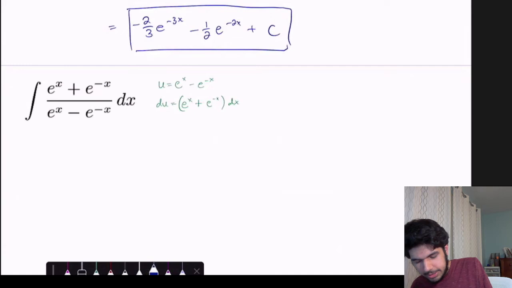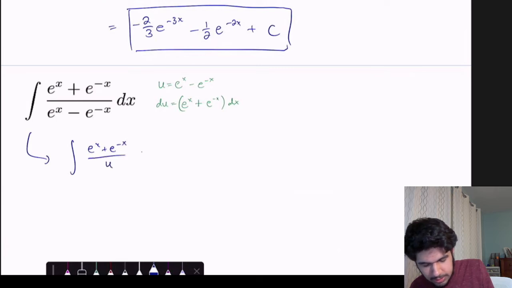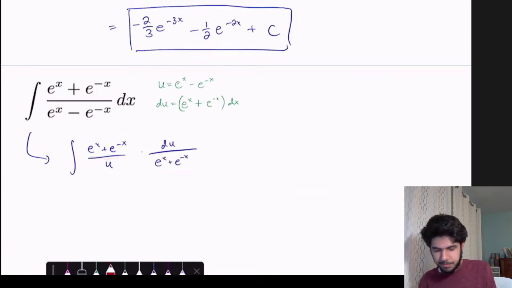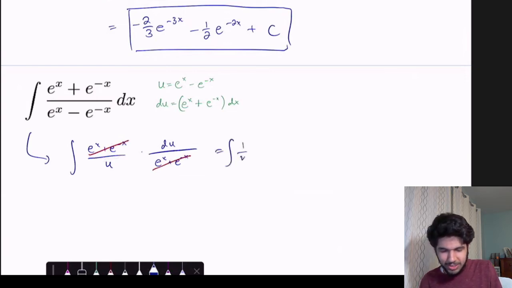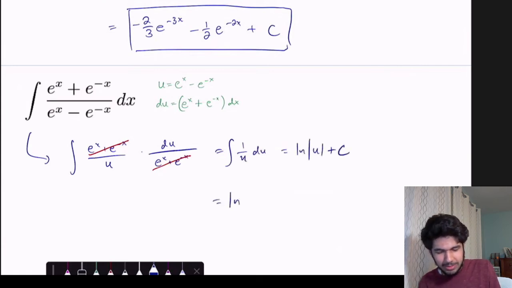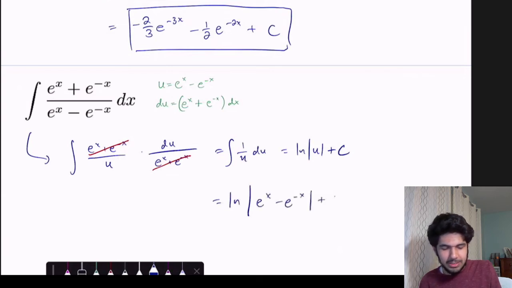So let's rewrite our integral. This becomes the integral of e to the x plus e to the negative x over u times du over e to the x plus e to the negative x. And we see we're going to have a cancellation here. Cancel, cancel. Integral 1 over u du. ln of the absolute value of u plus c. Do our substitution, ln of the absolute value of e to the x minus e to the negative x plus c.